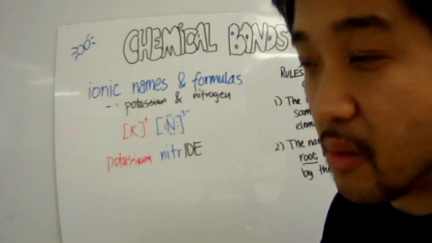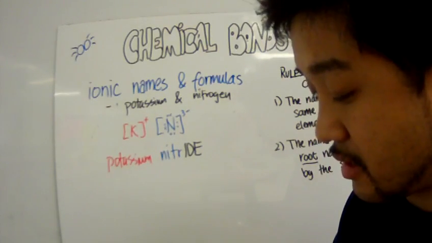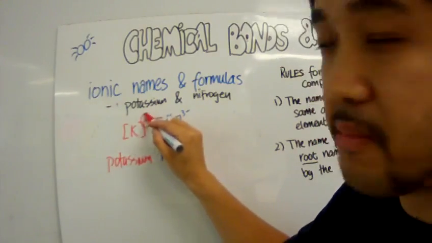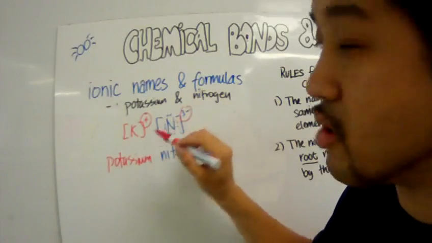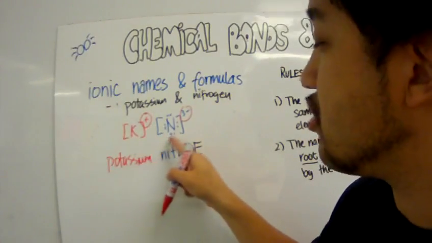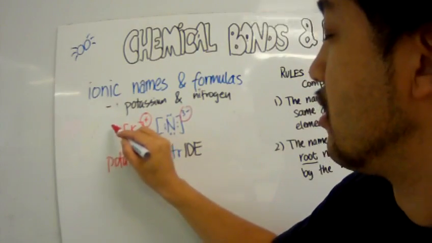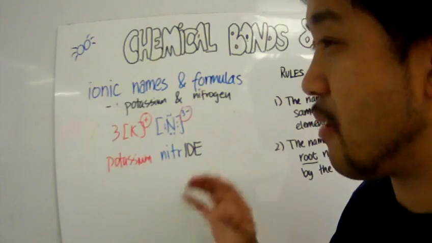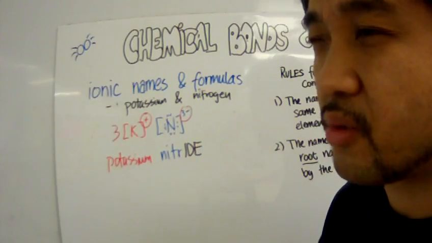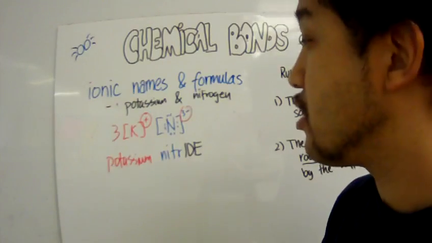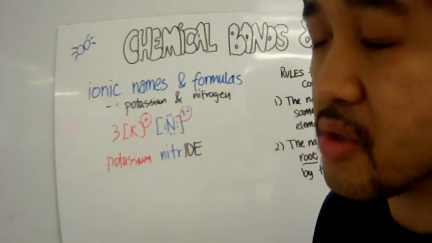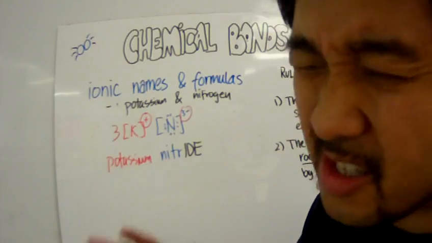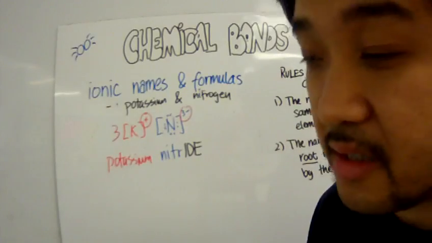And this leads to how we're going to write the formula. And you notice that you have 1 plus here and you have 3 minus here. So you need 3 potassium ions to neutralize 1 nitride, okay, to balance out the charges. So in actual fact, upon collision, to form a compound, you need 3 potassiums to be ionically bonded to 1 nitride. That is it, okay, so that the charges are cancelled out.